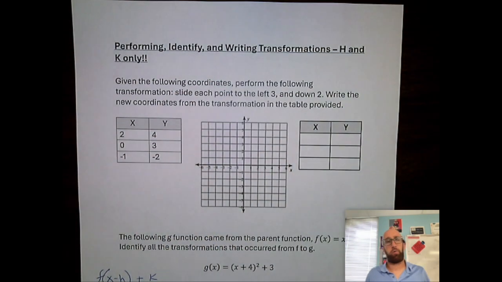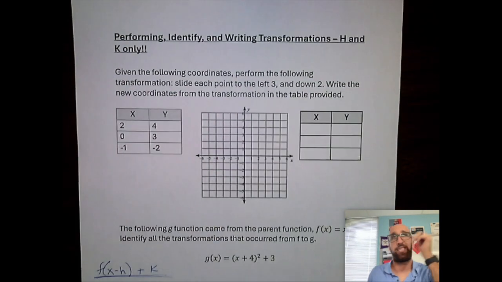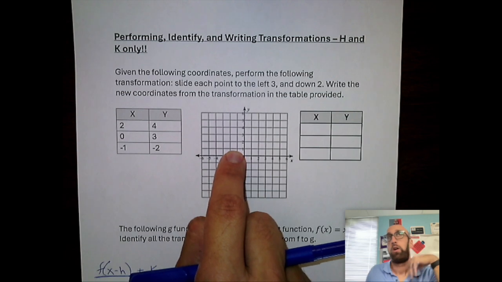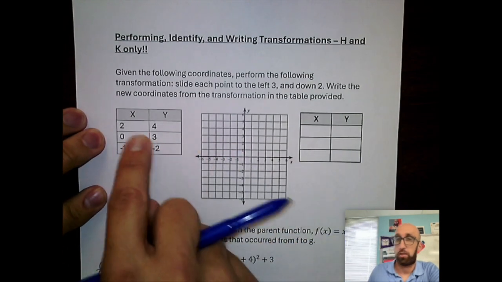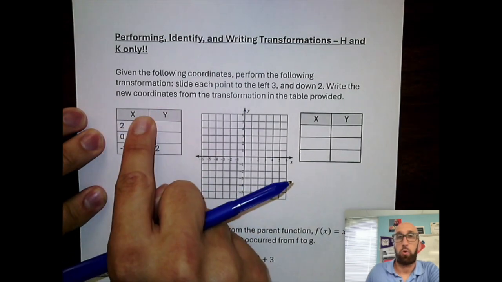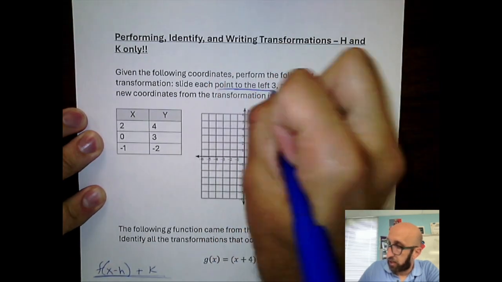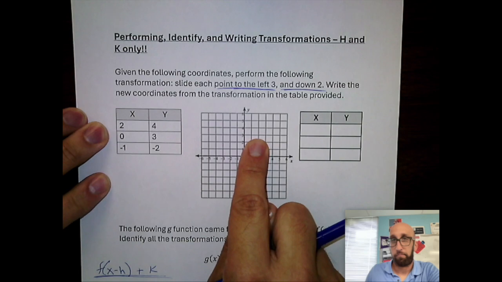Now, when I teach this problem in class, it's very possible to do this without a graph. But I suggest to students who are just getting started with transformations to use a graph to help you out. Don't try to take shortcuts until you're feeling very comfortable with things. So if I want to take these coordinates, perform the transformation of slide left 3 and down 2, and get new coordinates, I'm going to use my graph.